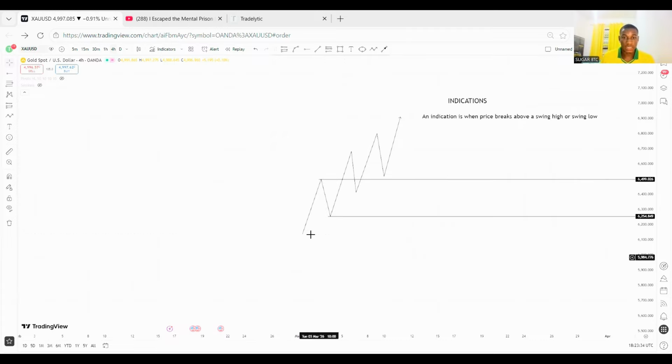That is what an indication is, right? The moment price breaks above a swing high or swing low, it's an indication. So this is simply telling us that price can go bullish above this level all the way to this level right here, right? And what is a correction?